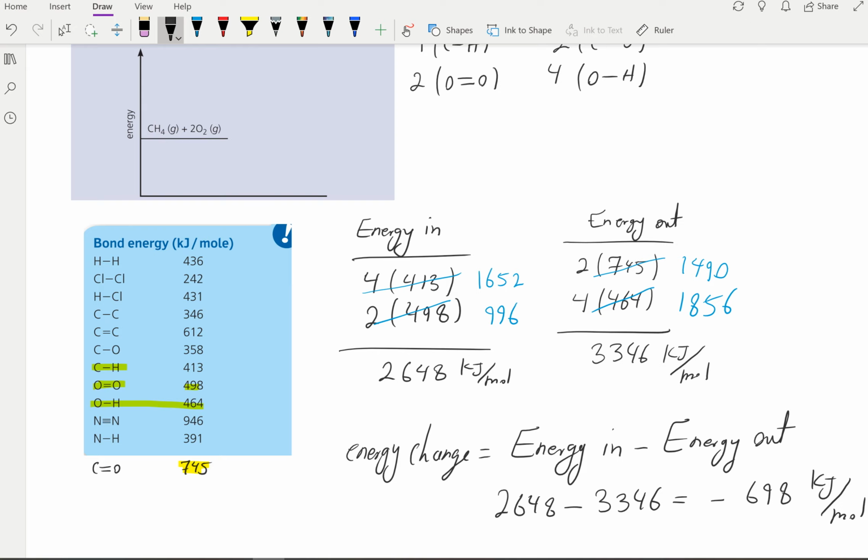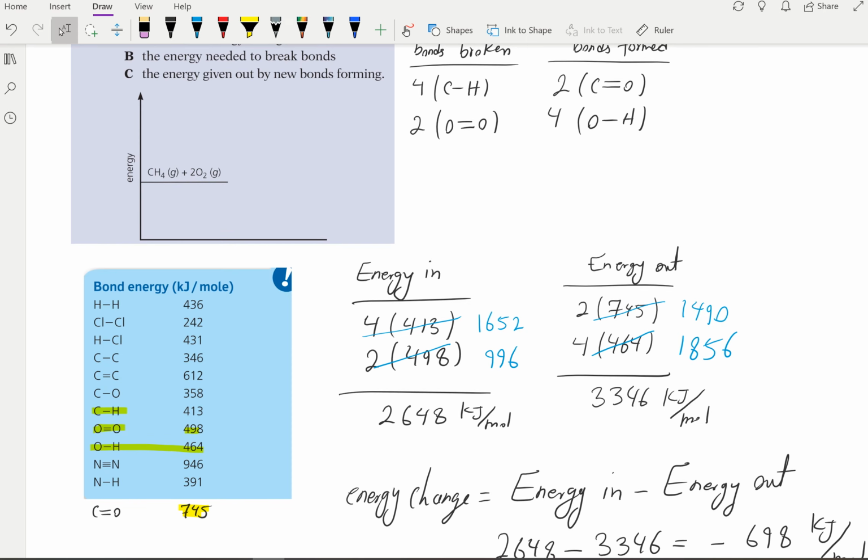So if I want to show this on the energy level diagram, it would be like this. At the beginning we have CH4 and O2, and we need 2648 kilojoule of energy for breaking those bonds. So if we give 2648 kilojoule per mole energy, I can break the bonds. Bonds are broken, so we will have the atoms.